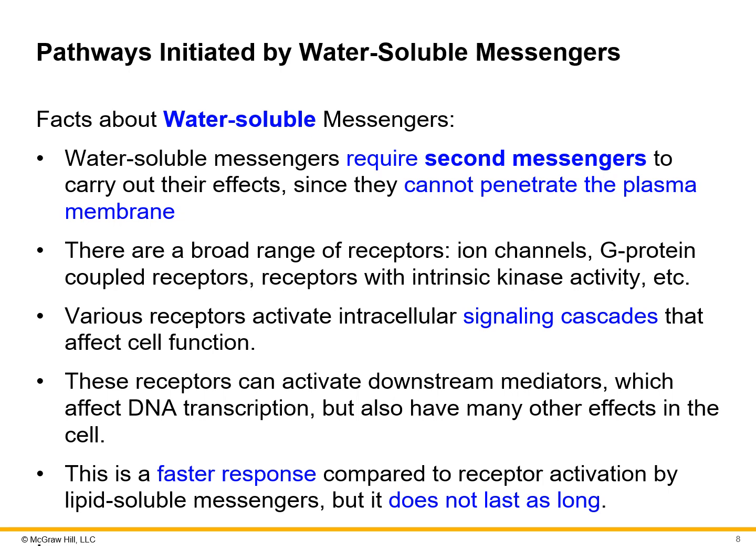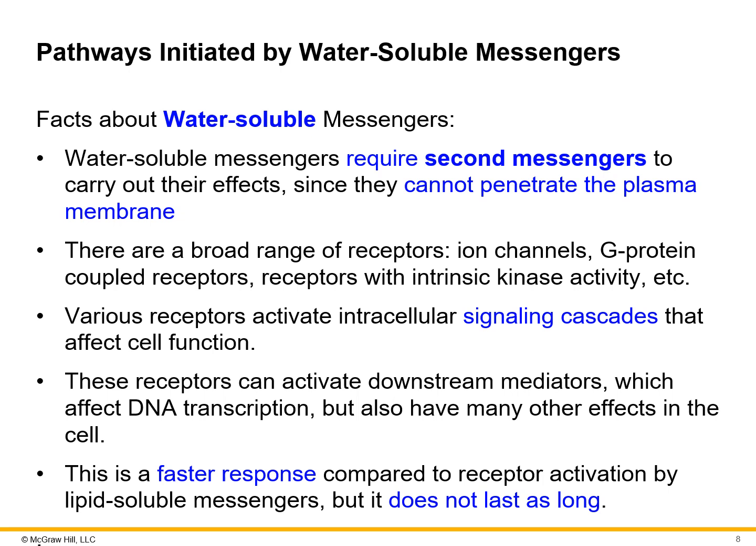So now let's take a look at pathways initiated by those water-soluble messengers. The water-soluble messengers are those hormones that are going to attach to the integral protein receptors on the plasma membrane. Water-soluble messengers require second messengers to carry out their effects because they cannot penetrate the plasma membrane. There are a lot of different types of receptors. Ion channels are one example. G protein coupled receptors are another. And intrinsic kinase receptors are a third type.